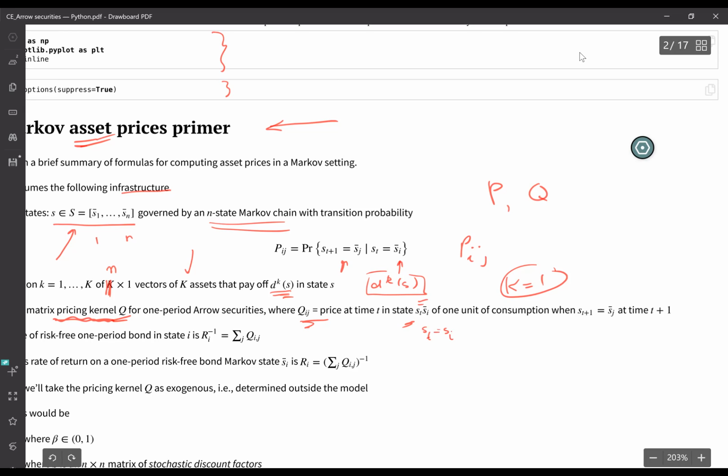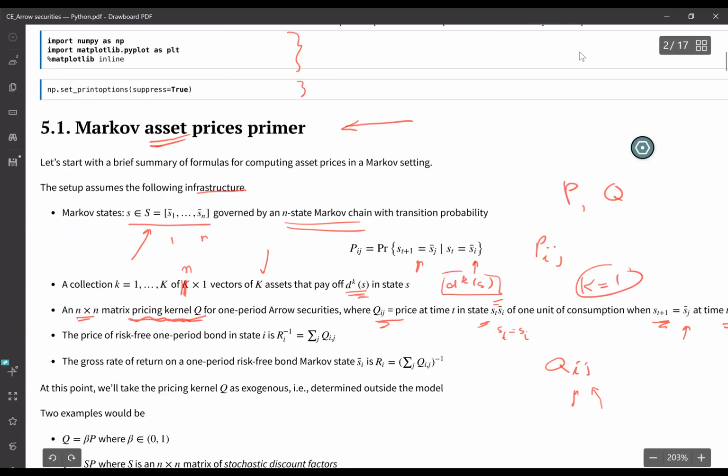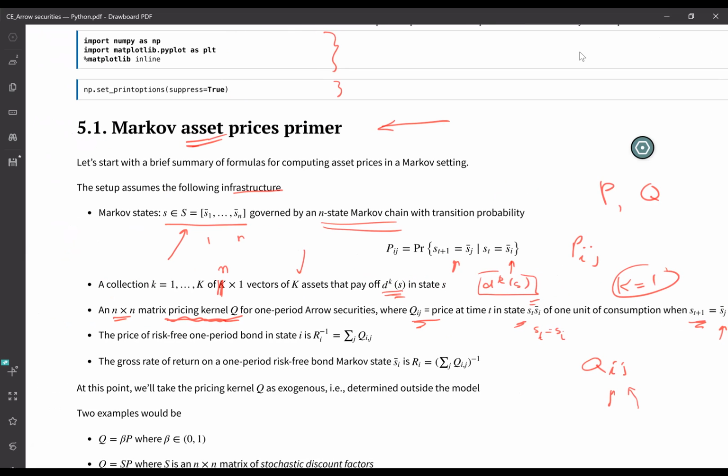When we're in state i at time t, of 1 unit of consumption when next period state is Sj at time t plus 1. So Qij is the price in state i today of buying 1 unit of consumption, state contingent on state j at time t plus 1. That's what this is. So we're gonna organize all these prices into an n by n matrix. That's what Q is.